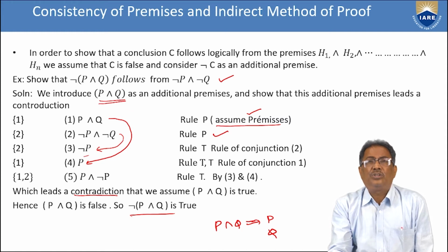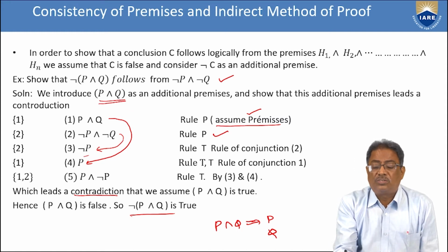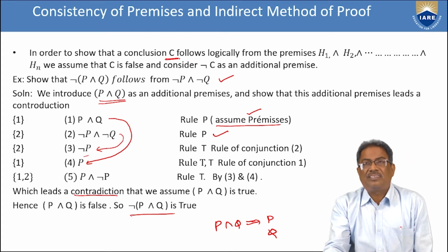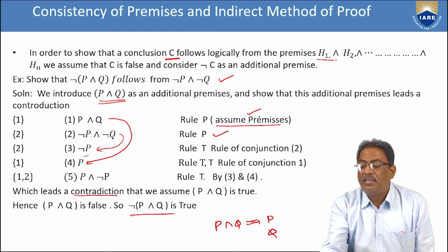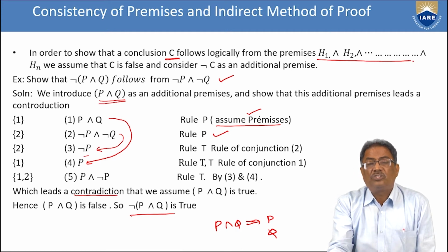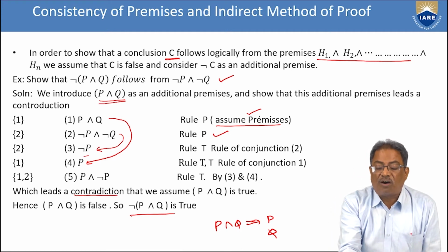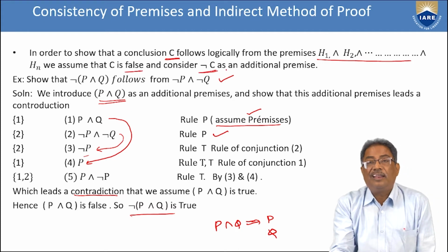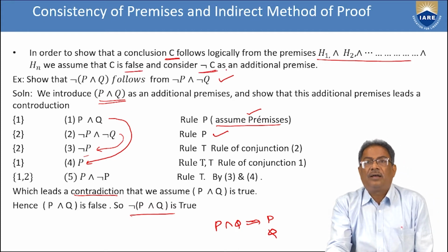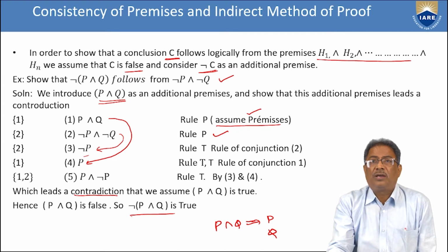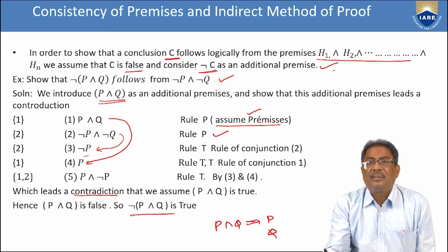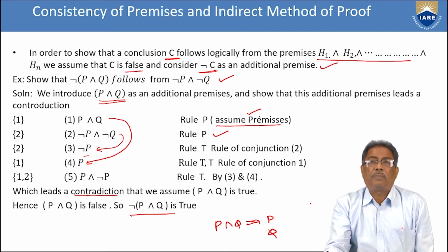See, in order to show that the conclusion follows logically from the premises, we assume that C is false, and we consider negation C as the additional premise. We are going to assume that C is false and consider negation C as the additional premise.